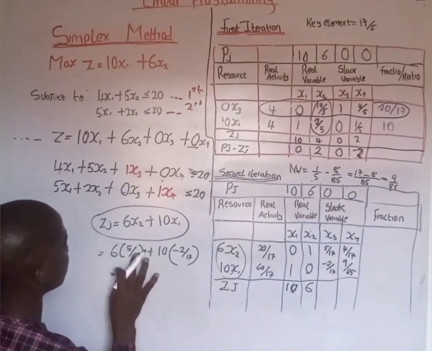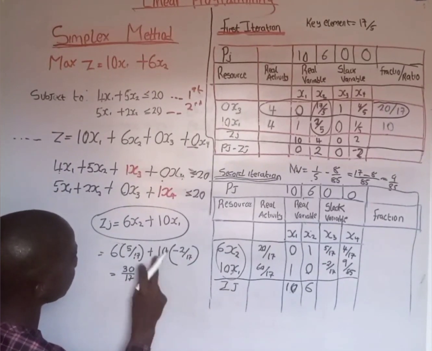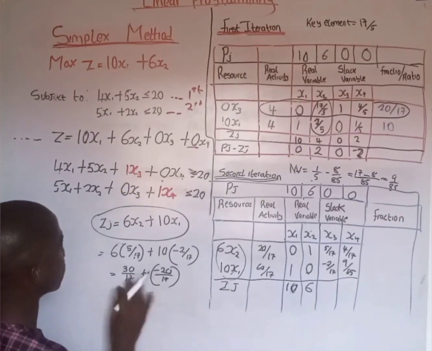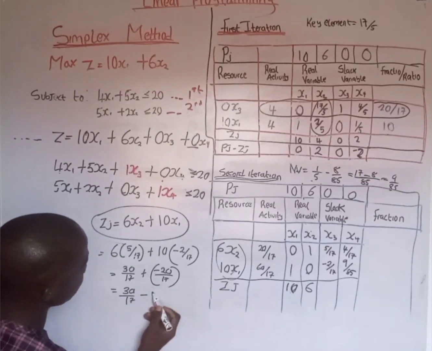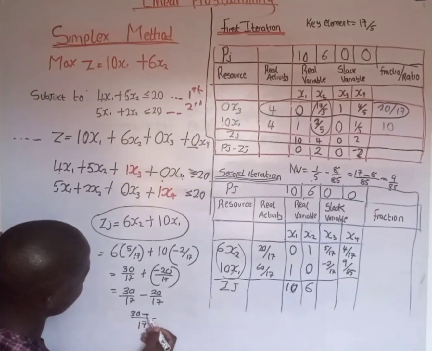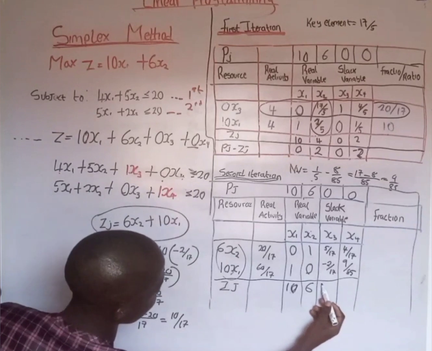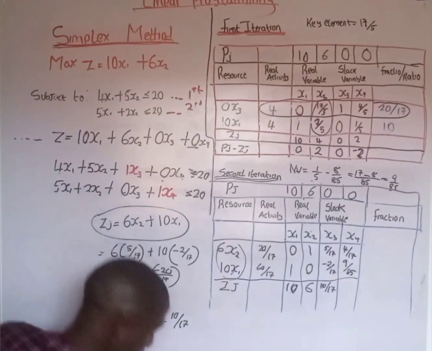So 6 times 5 is 30. I'm going to have 30 over 17, plus 10 multiplied by minus 2, which is minus 20 all over 17. So 30 over 17 minus 20 over 17. The LCM is 17. I'm going to have 30 minus 20, which is 10. 10 over 17. That is the value of my ZJ in this place. 10 over 17. So let's proceed to calculate the ZJ.